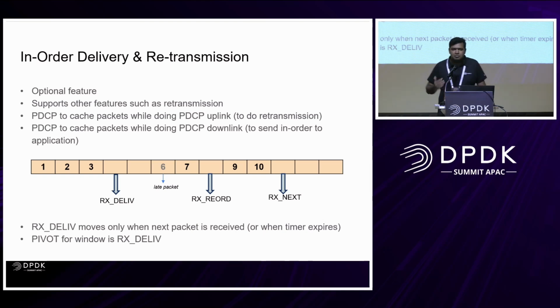So basically what happens is, the RX deliv would move only if you get all the packets. So until packet number 4 is received, it will just stay there. So RX deliv actually acts as the lower bound for the acceptance window of PDCP.